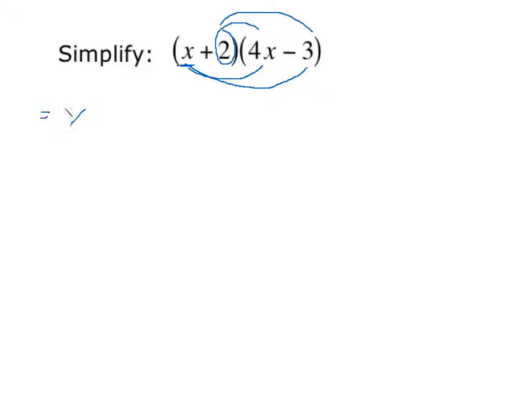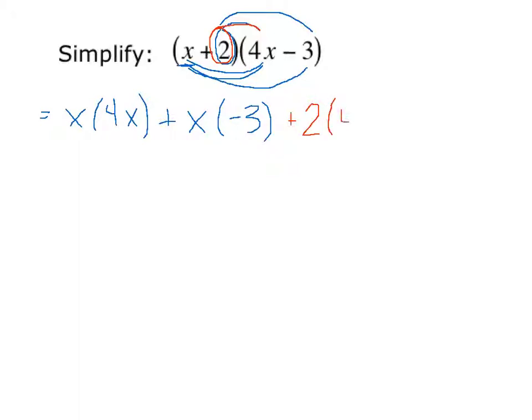So we have x times the 4x and x times a negative 3. So that's the first term in the first binomial. Now we move on to the second term. So we want to multiply 2 times a 4x and 2 by that next term in the second binomial, 2 times a negative 3.